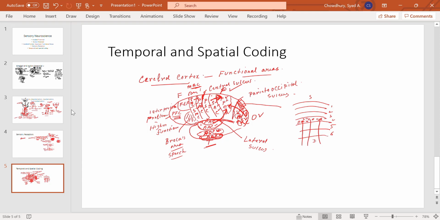So the signal will be first received by layer 4. Okay, this layer. So this is the input layer. And then from here, the signal will go to layer 5 and layer 6, as well as signal goes horizontally to the other neurons within the layer. So downward signal will go to layer 5 and layer 6 neurons, and these neurons are output neurons. That means will send the signal downwards, descending.